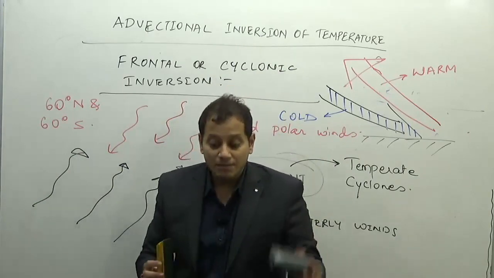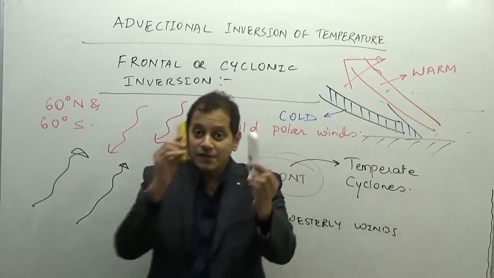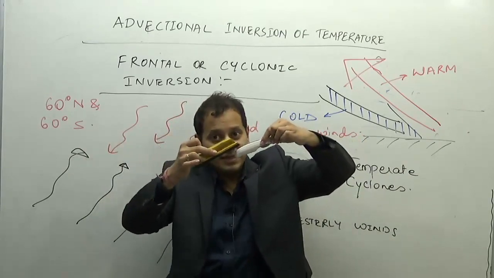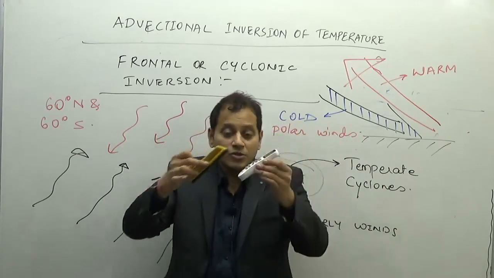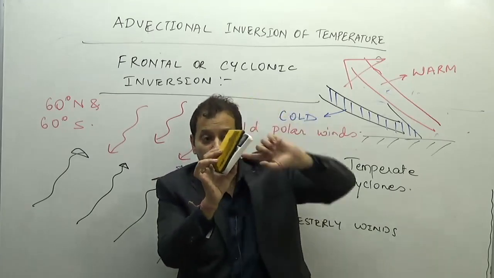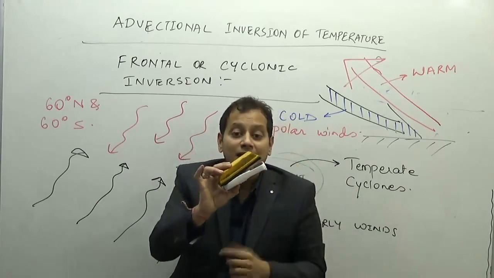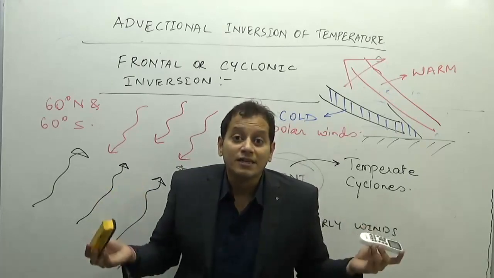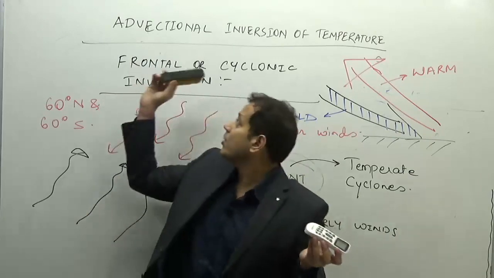At a point when they meet each other, the warm wind rises upwards while the cold wind comes downwards. So if this is a cold air and if this is a warm air, they come together, converge, and over the period of time, the cold air comes downwards while the warm air rises upward. So the condition becomes a slope in which there is a cold air below, while the warm air lies above. Such kind of inversion which occurs in the regions of temperate cyclones is known as cyclonic inversion.